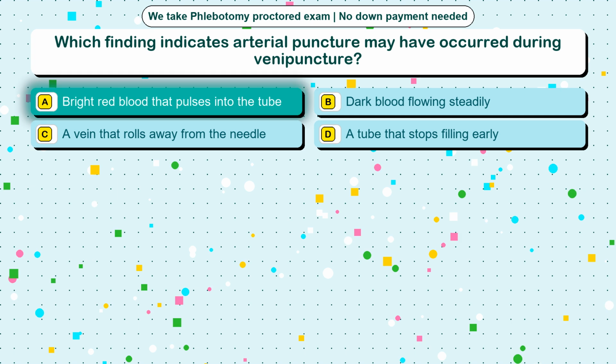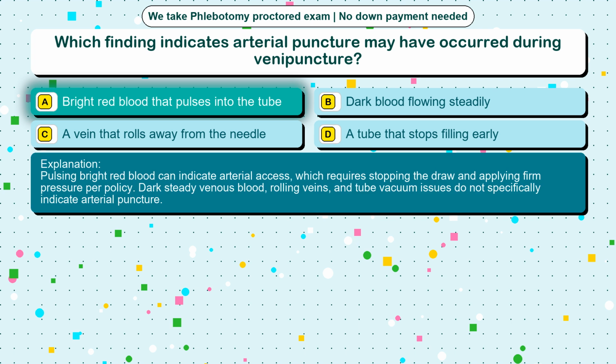The correct answer is option A. Bright red blood that pulses into the tube. Pulsing bright red blood can indicate arterial access, which requires stopping the draw and applying firm pressure per policy. Dark steady venous blood, rolling veins, and tube vacuum issues do not specifically indicate arterial puncture.